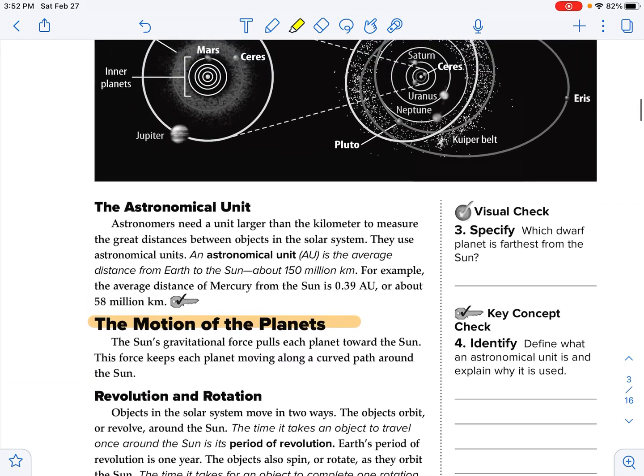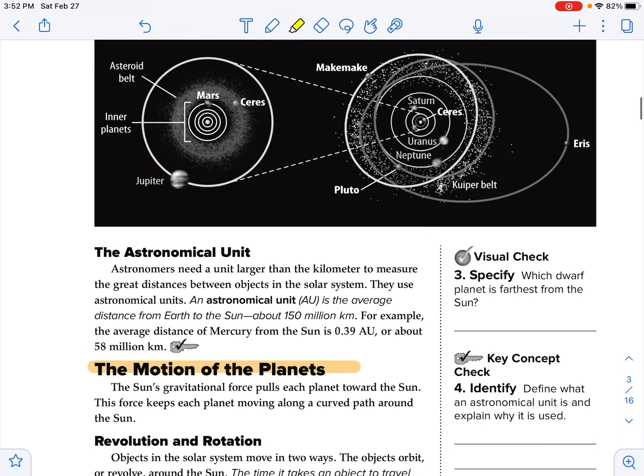Our last thing before we get to our last section, the astronomical unit. Astronomers need a unit larger than the kilometer to measure the great distances between objects in the solar system. They use the astronomical unit. An astronomical unit is the average distance from Earth to the sun, about 150 million kilometers. For example, the average distance of Mercury from the sun is 0.39 AU, or about 54 million kilometers.